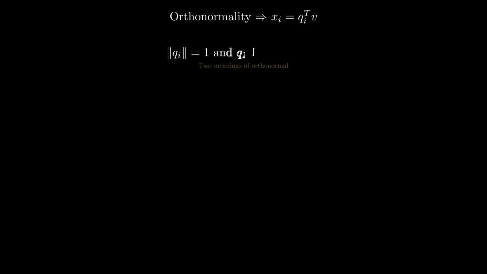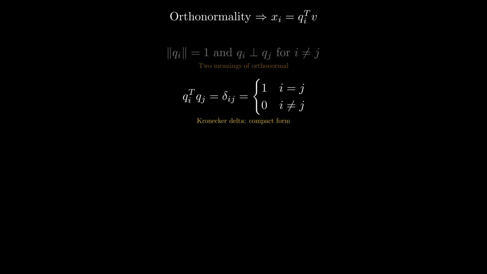Orthonormal means two things at once. Each vector q sub i has length 1, and any two different q's are perpendicular. Compactly, q sub i transpose times q sub j equals 1 when i equals j, and 0 otherwise. The transpose turns a column vector into a row, so q sub i transpose times q sub j is just the dot product. Now watch the trick.